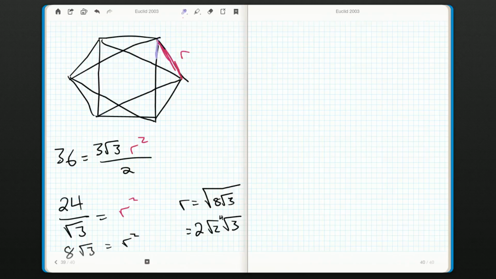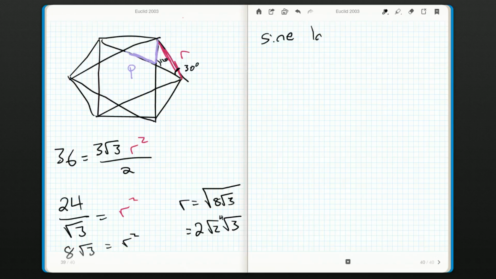So, now we want this purple length, because as we already demonstrated, we got an equilateral triangle here. Once we have this purple length, which I guess we'll call P, then we can just do 3 root 3 P squared over 2. And hopefully that'll get rid of this 4th power here. Okay? So our angles here are 120 degrees and 30 degrees. So 30 is opposite the purple one, 120 is opposite the red one. We can use the sine law. We can say R over sine 120 is the same as P over sine of 30.